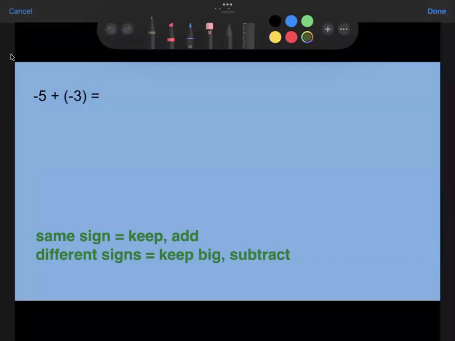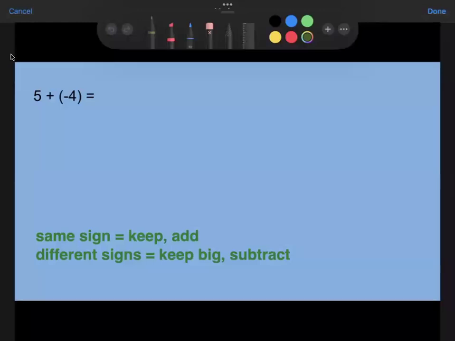So if we have -5 plus -3, we're going to use our same sign rules. And that means we're going to keep that sign and then add the numbers. Since both of those are negative, we're going to keep that negative sign. That's our answer is going to be negative. Now we just need to add the numbers. So 5 plus 3 would be 8. So that means that -5 plus -3 is equal to -8.